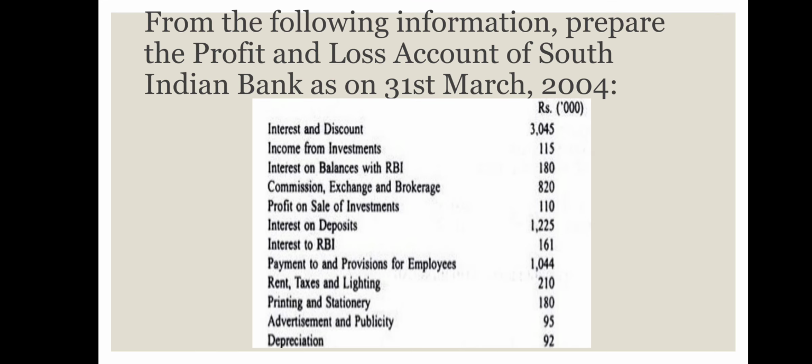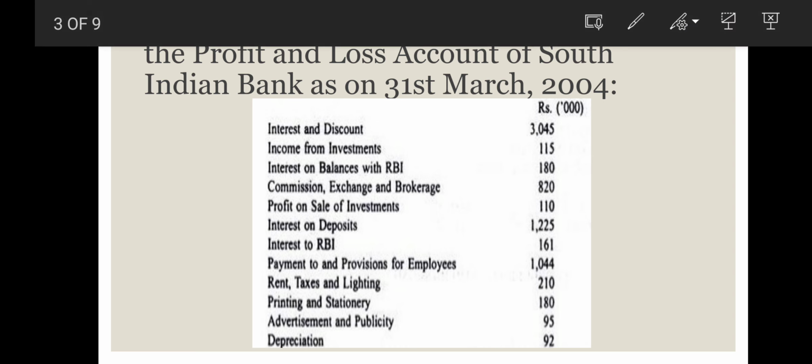First we read the sum. From the following information, prepare the profit and loss account of South Indian Bank as on 31st March 2004. Interest and discount 3045, income from investment 115, interest on balance with RBI 180. All of that comes under interest earned, so it comes in Schedule 13. Commission, exchange and brokerage 820, profit on sale of investment 110. It will come in Schedule 14.